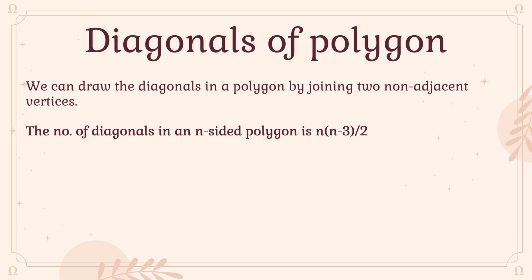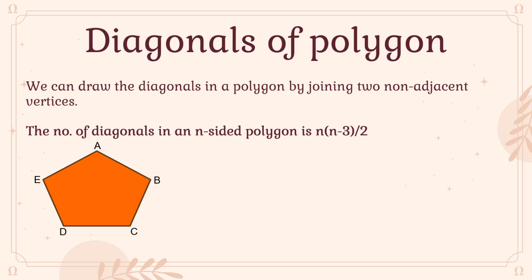6 minus 3 is 3. 3 into 6 is 18. And 18 by 2 is 9. So how many diagonals can a 6-sided polygon have? That is, a hexagon has 9. So like this, if you know the sides of the given polygon, you can predict the number of diagonals.